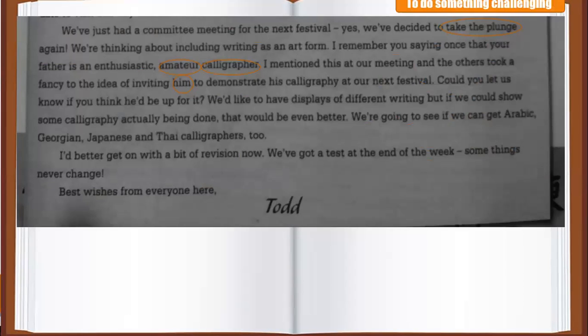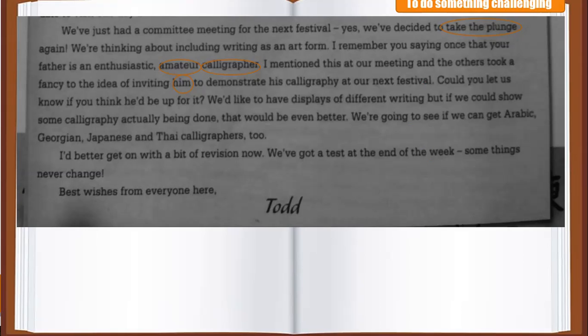We've just had a committee meeting for the next festival. Yes, we've decided to take the plunge again. We're thinking about including writing as an art form. I remember you saying once that your father is an enthusiastic amateur calligrapher. I mentioned this at our meeting, and the others took a fancy to the idea of inviting him to demonstrate his calligraphy at our next festival.